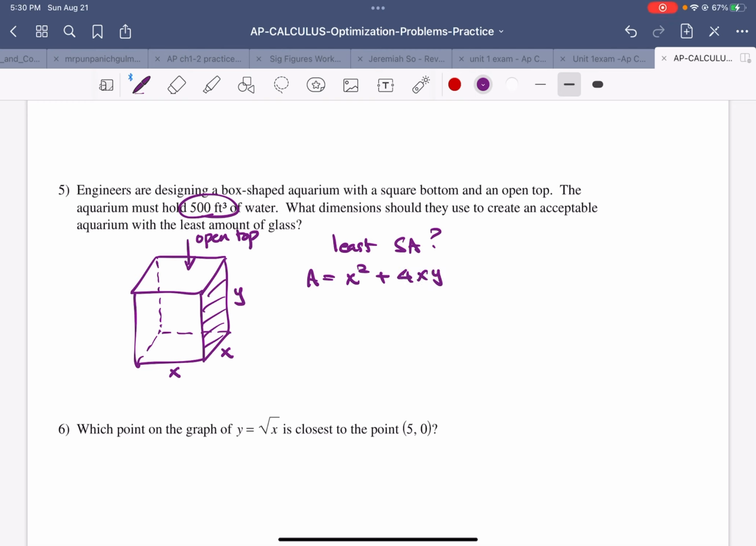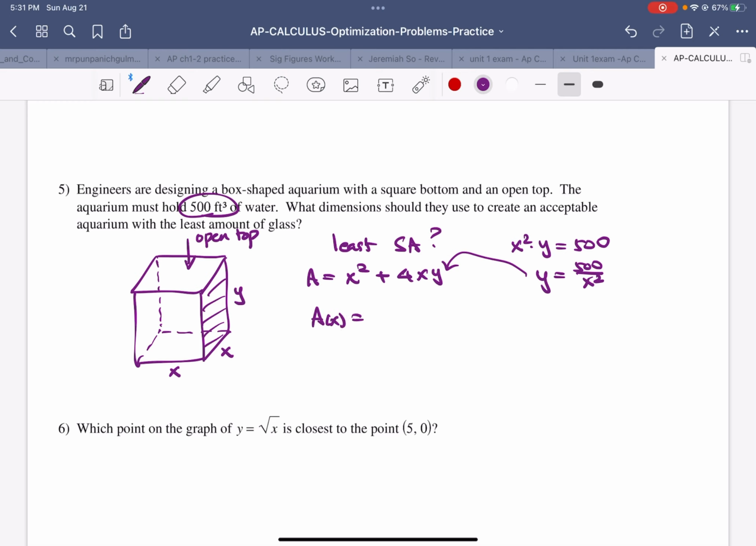Okay, now what we know is they gave you volume, so volume of that rectangular solid is x squared times y, that is 500. So I'm going to isolate y. y equals 500 over x squared. So you substitute here, so you can make it in terms of x only. So A of x is x squared plus 4x times 500 over x squared. So one x cancels out, and you end up with x squared plus 2000 over x, 4 times 500.